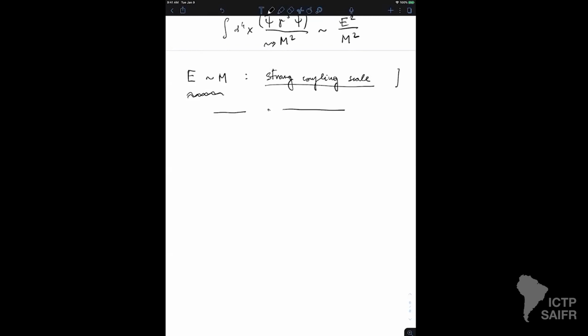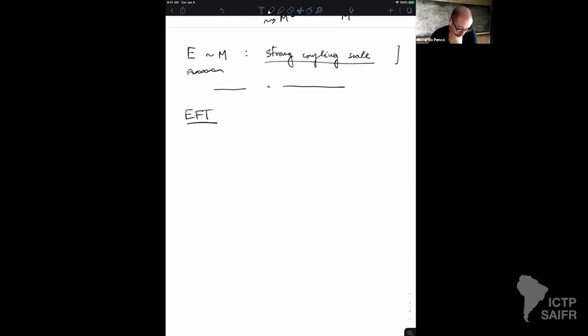I mean, yeah. So let me start talking about matching at loop level. And the way you do it, once again, is by comparing loop diagrams in the full theory and in the effective theory. So let's start with the effective theory. And I'm going to work only at lowest order in the expansion in E over M. In principle, you could do that at any higher order, but just to keep things simple. So to keep things simple, this is the only diagram you have in the effective theory.